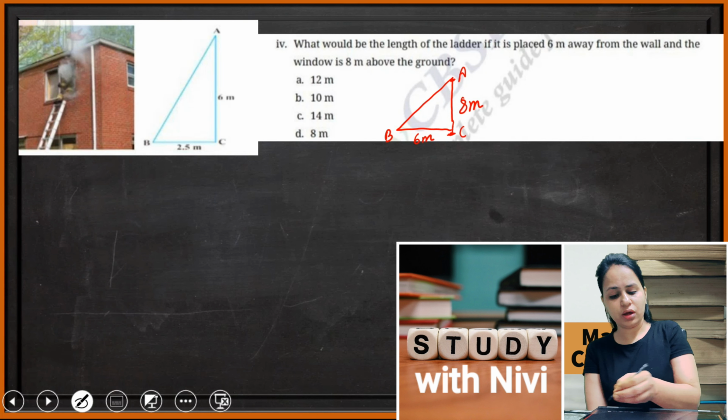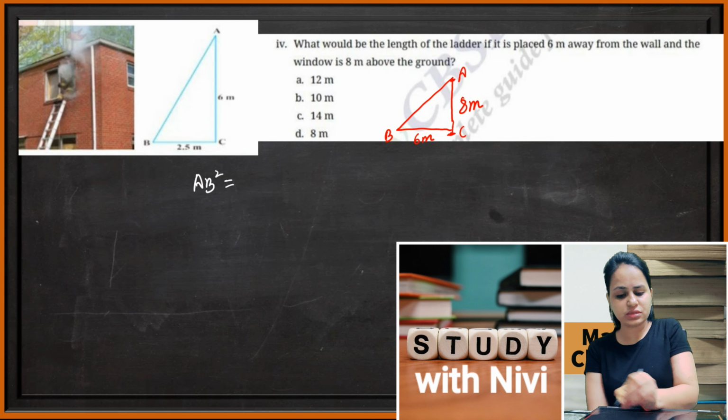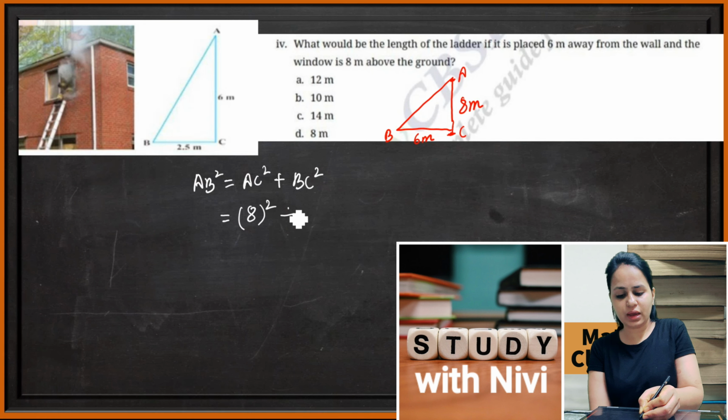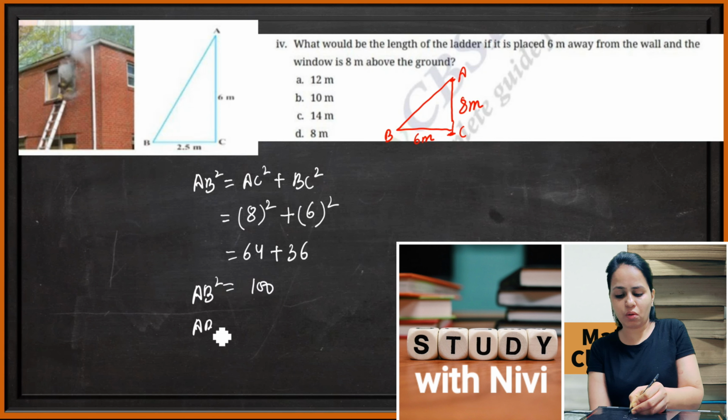So now, using Pythagoras theorem, you can write AB square is equal to AC square plus BC square. What is AC? 8. So you will place the value 8. How much is BC here? 6. We will place the value. You will find 64 plus 36, which makes it 100, which means AB square is equal to 100, or AB is equal to 10 centimeter.